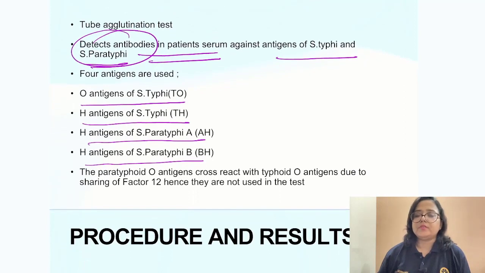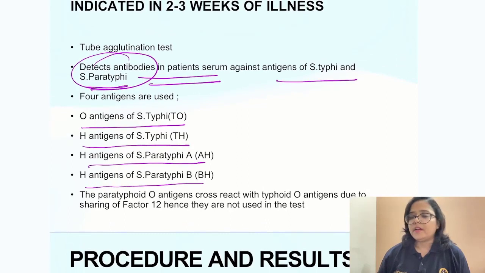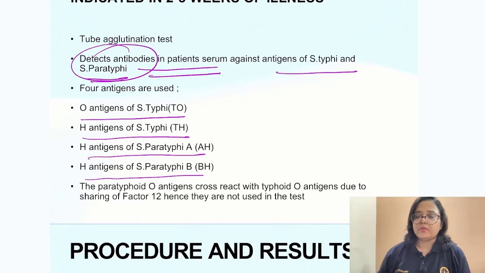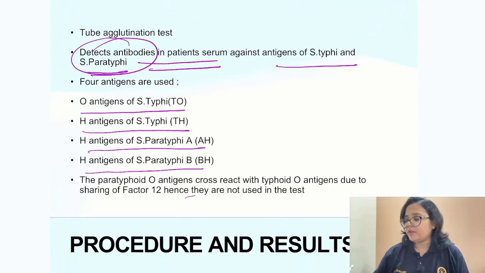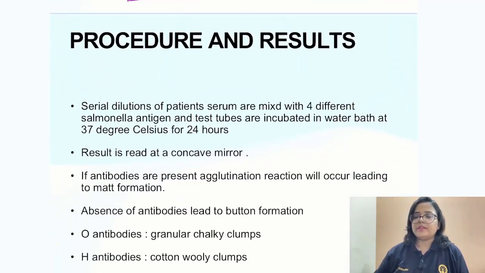So why are we not using the paratyphoid O antigen? We do not use the paratyphoid O antigen because it cross reacts with the typhoid O antigen due to sharing of factor 12. Now the procedure and the results.